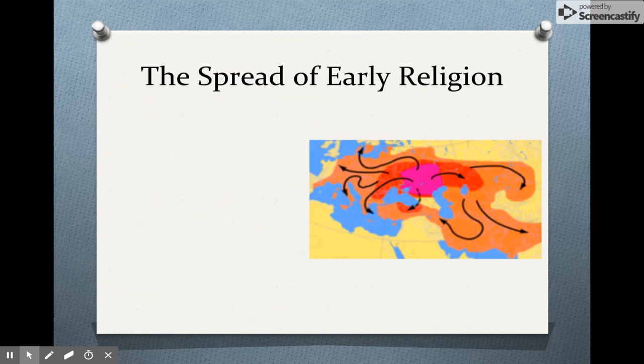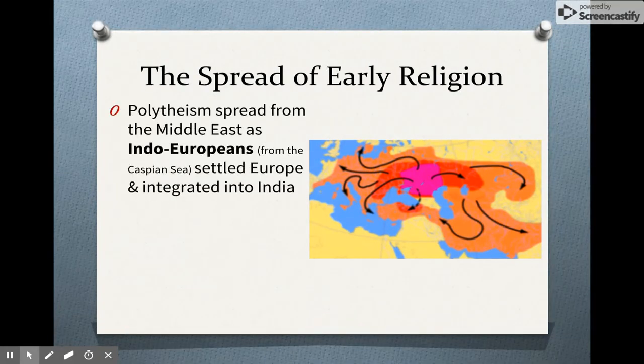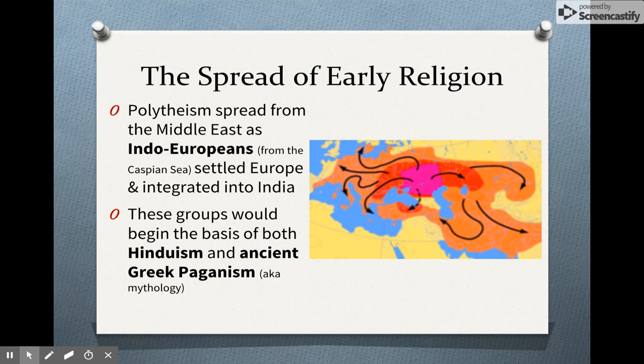A brief little geography lesson here: the spread of early religion. Polytheism spread from the Middle East. Originally it's believed to be centered in the Middle East, as Indo-Europeans from the Caspian Sea settled in Europe. So it's moving from the Middle East and spreading throughout Europe, and also being integrated into India. Polytheism really has a lot of its origins in the Middle East. These groups would eventually begin the basis of Hinduism and ancient Greek paganism, also known as mythology.